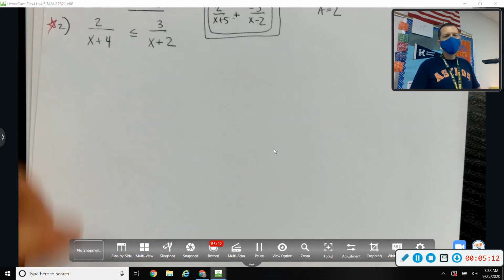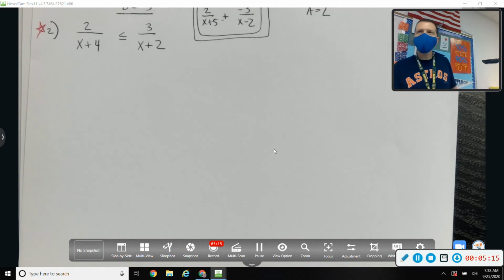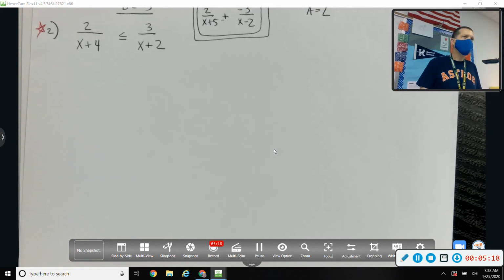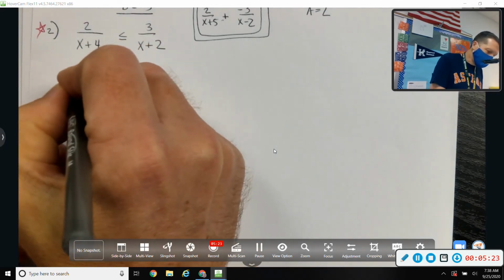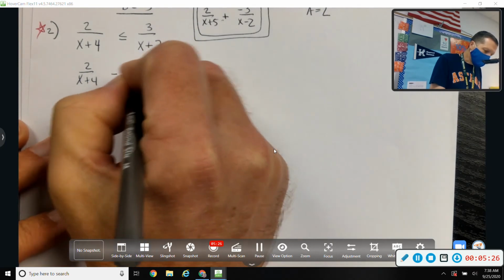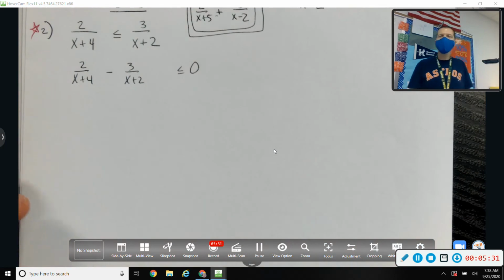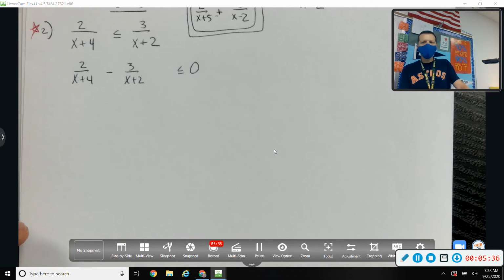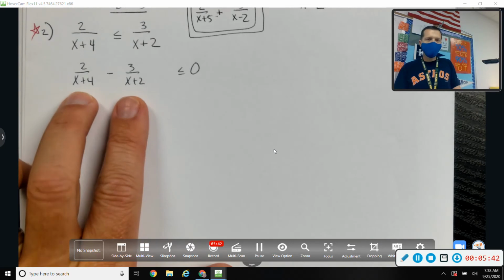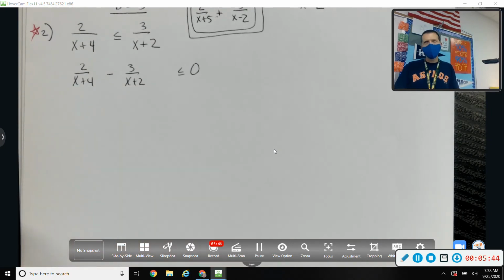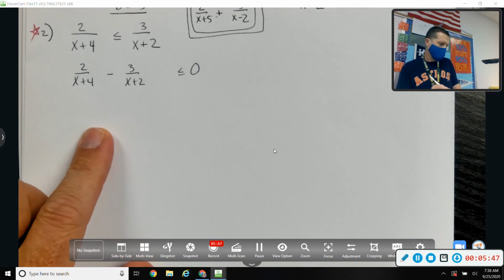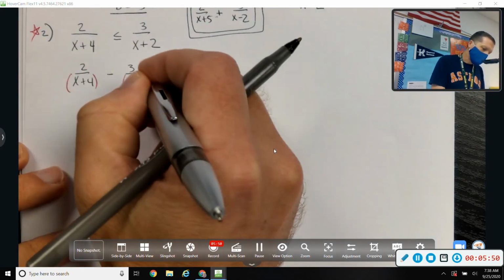All right, number 2. What do we want to do first on number 2? Yeah, I see some of this going on. Yes, move it over. So 2 over x plus 4 minus 3 over x plus 2 is less than or equal to 0. And we're probably thinking zeros of top, zeros of bottom. I mean, I hope you're thinking that. I can see what zeros of bottom would be, but I can't really answer that question until I have one fraction. So I need to get this into one fraction, which means I need a common denominator.